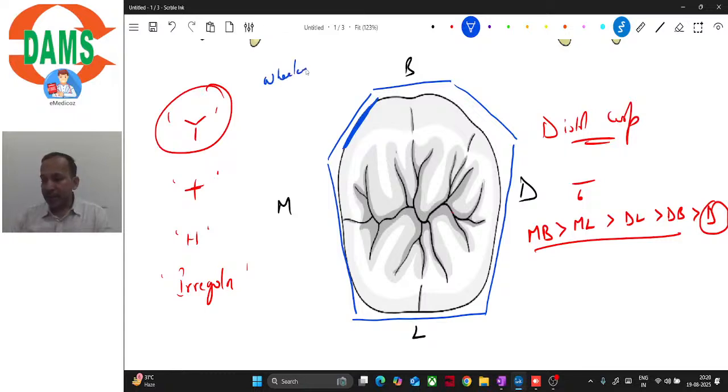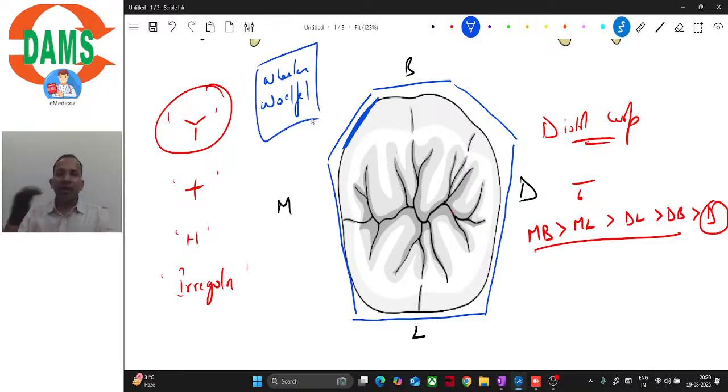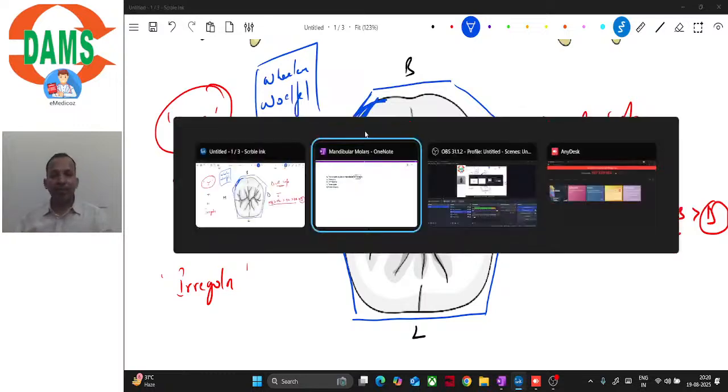Whether you refer Wheeler or Wolfel, these are the two main books that we usually refer for dental anatomy. So whichever book you refer, you would find that the occlusal outline of mandibular first molar is usually described as a hexagon. But let's say this angle is not so accentuated, right? It is not this rounded. Then what will happen? It will resemble a pentagon, isn't it?